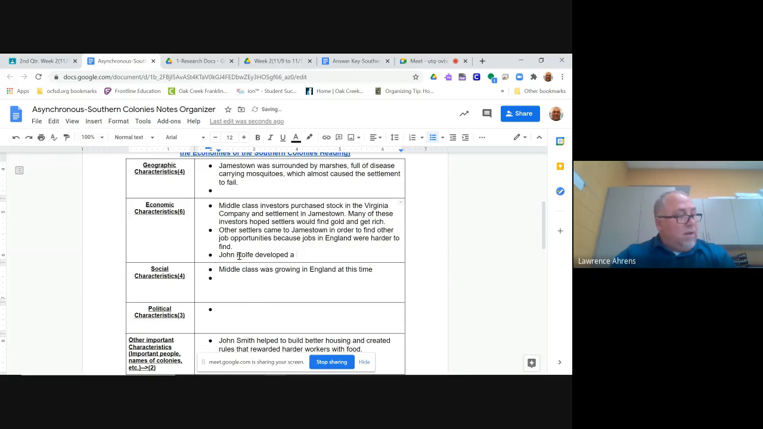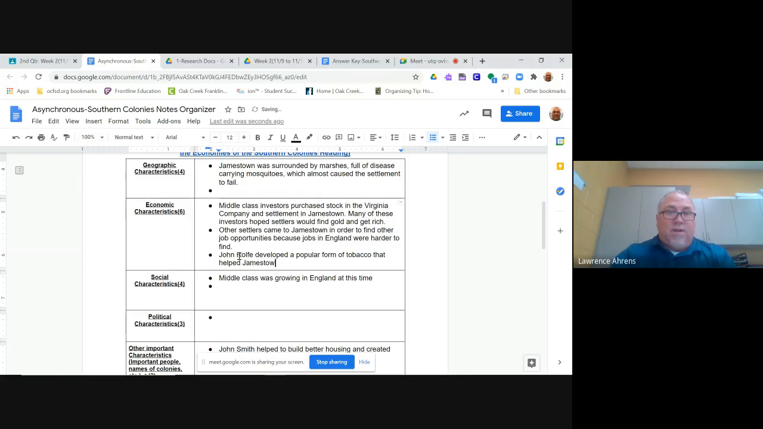developed a popular form of tobacco that helped Jamestown make a profit and therefore succeed. And notice I didn't just copy and paste the word tobacco up here, because if you do that, it's not going to make any sense, right?